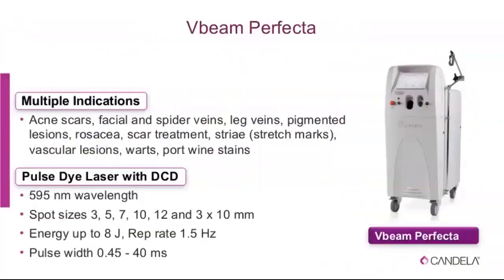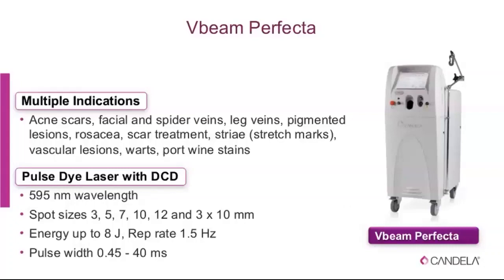This is the Vbeam Perfecta, which is the present and past, which has multiple indications beyond primary vascular conditions, and you can see different spot sizes. One of the unique things for the Vbeam is the linear elliptical spot size, which is the 3 by 10 millimeter spots, which you can trace the individual linear telangiectasias and vessel, and also the tunable pulse widths, whereby you can choose very short all the way up to longer pulse duration, depending whether you would want purpura or coagulation matching the vessel diameter.